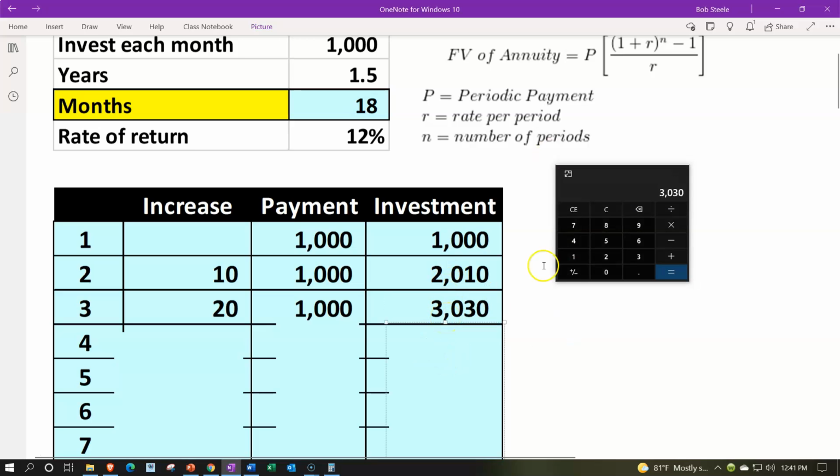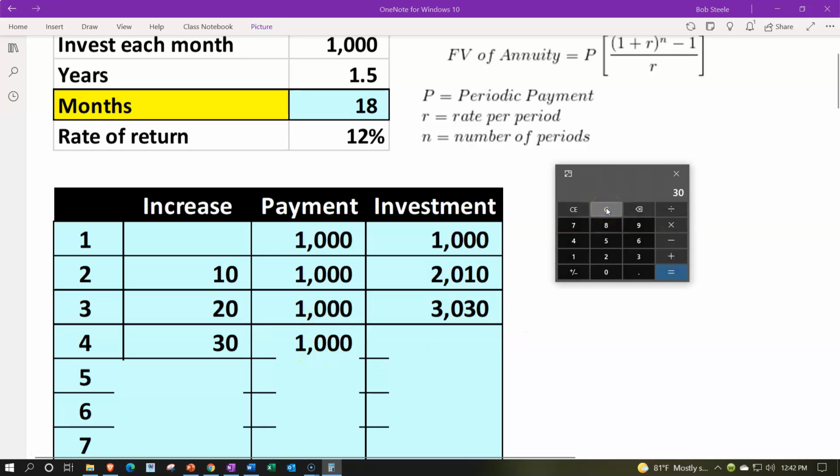Let's do it two more times here. We've got the 3,030 times the 0.12. That would be for a year, divided by 12 will give us the monthly amount, which will then be the 30. Putting another 1,000 in at the end of period 4. Then we can add that up. We've got the 3,030 plus the 30 plus the 1,000, which is going to be the 4,060.